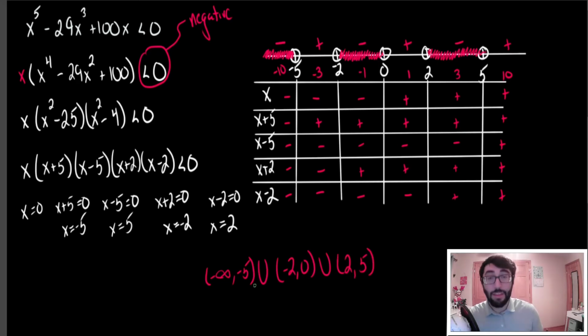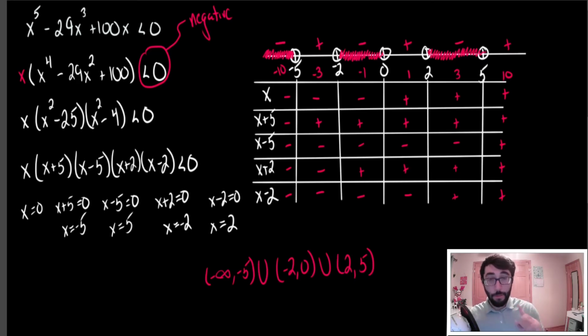I use parentheses on everything. That is because it is not "or equal to." We never include infinities or negative infinities in our interval notation. They always get parentheses, and since we cannot actually be 0, we do not include any of these zeros. So 2, -2, -5, all excluded. So that would be your final answer for this one.